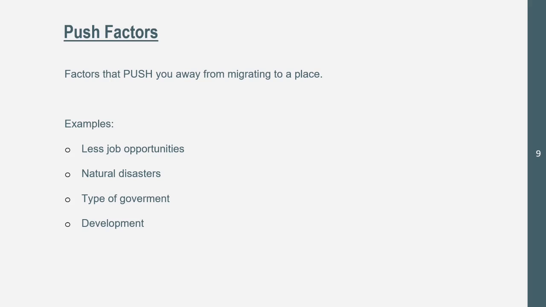Natural disasters. This may push you away from a lot of places because it's going to make you go out of your way some parts of the year. People leave Florida in the United States because there's hurricanes. People leave Japan maybe because of earthquakes. People get away from the Midwest of the United States because of tornadoes. And then we have type of governments, which we kind of discussed earlier, which could push people away from migrating to a place. There's so many different factors that can determine migration to push you away. So these are just a few examples.